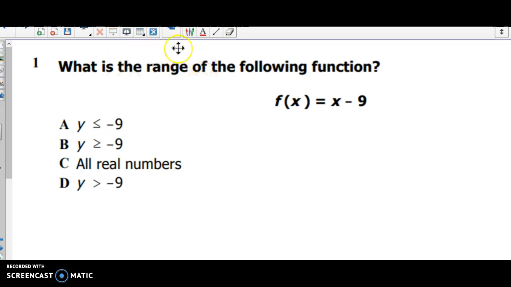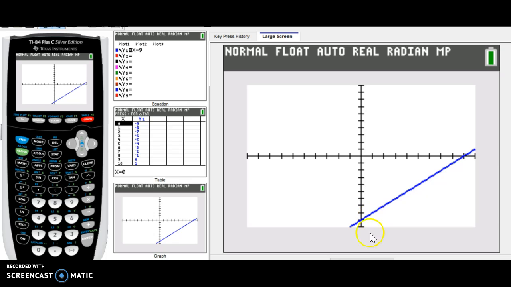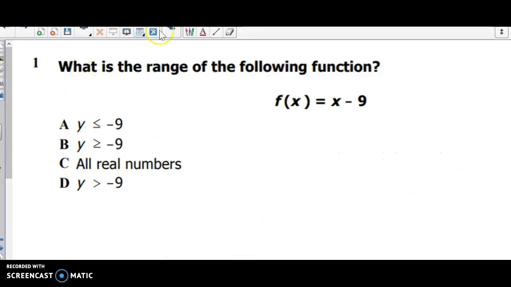So when we want to know the range, we want to know how far up and down it goes. So we're looking at the y values. It continues to move both up and down. So our answer for this one is going to be C, all real numbers.